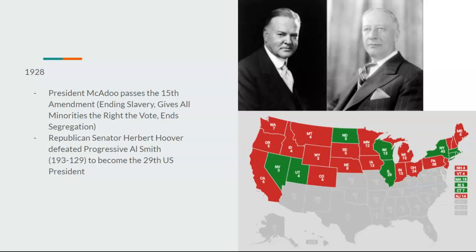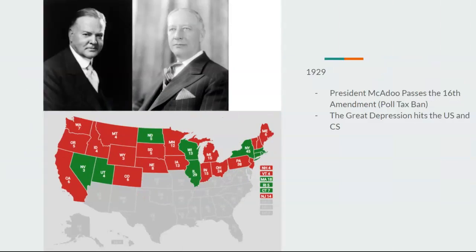But in the 1928 election, Republican Senator Herbert Hoover defeats Progressive Al Smith 193 to 129 to become the 29th Union States President. The Progressive Party is now starting to get their bearings. They're getting former reform politicians to join their cause. Some of the reform candidates who aren't far left are going to join the Republican Party or just become independent or retire from politics in this timeline.